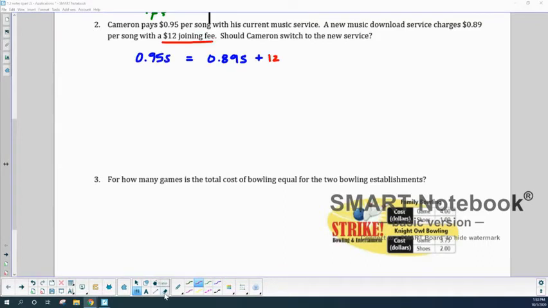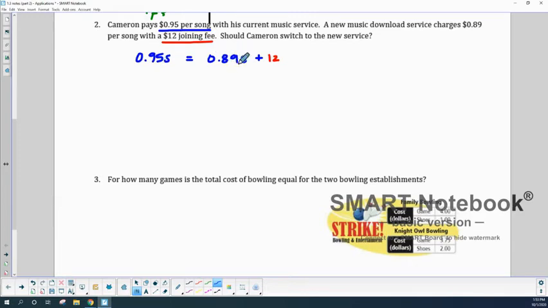So for number 2, if you look, Cameron pays 95 cents per song. So again, because it says the word per there, that tells me it's going to be my rate. And per song, so I'm going to use S for my variable. So I said 0.95 S. And that's his current music service. There was no initial joining fee or flat fee or anything you had to pay there. So the left side of the equation is just 0.95 S.